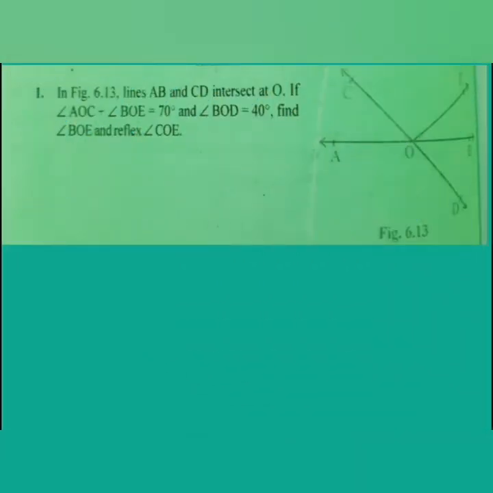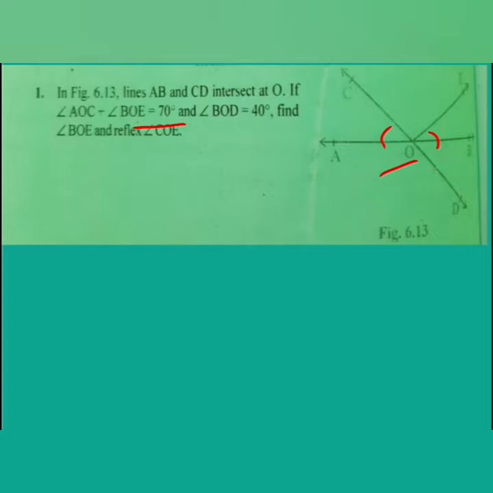Question number 1 is, in the figure 6.13, lines AB and CD intersect at O. If angle AOC, that is this angle, plus angle BOE is equal to 70 degree and angle BOD is equal to 40 degree, find angle BOE and reflex angle COE. We have to calculate this in the given question.